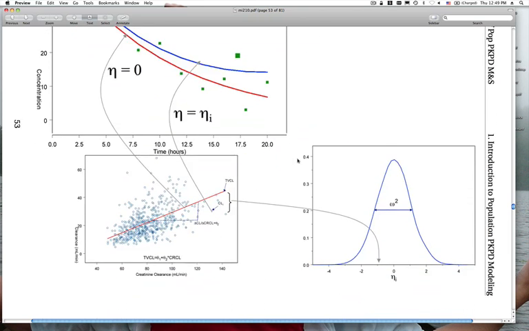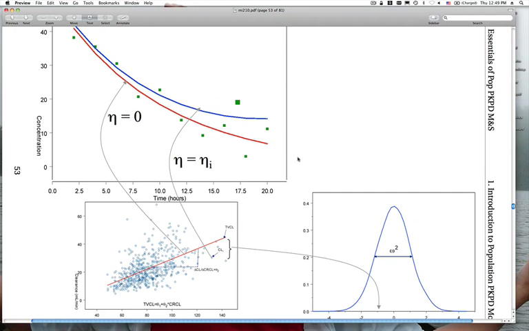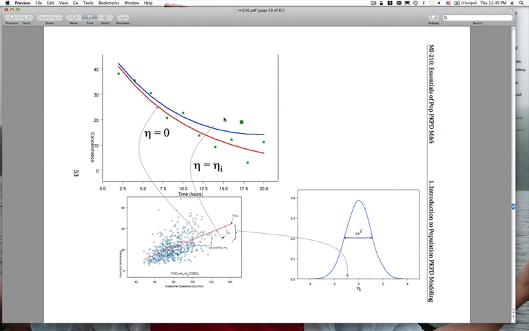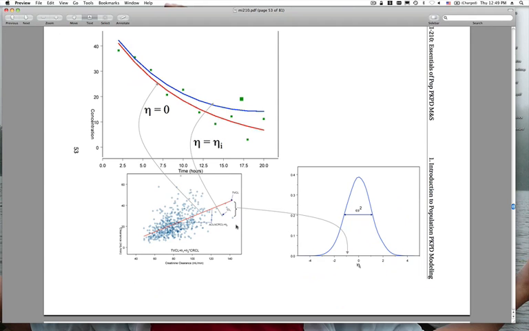However, if we add the inter-individual random effect, and we model the prediction for a given individual, you'll see a different model prediction here. Eta I results in a prediction for individual I that differs from the population typical or population mean prediction. Again, there's a separate eta for each individual, for each parameter in the model, and those etas are assumed to be distributed according to our normal distribution, mean 0, variance, omega squared.